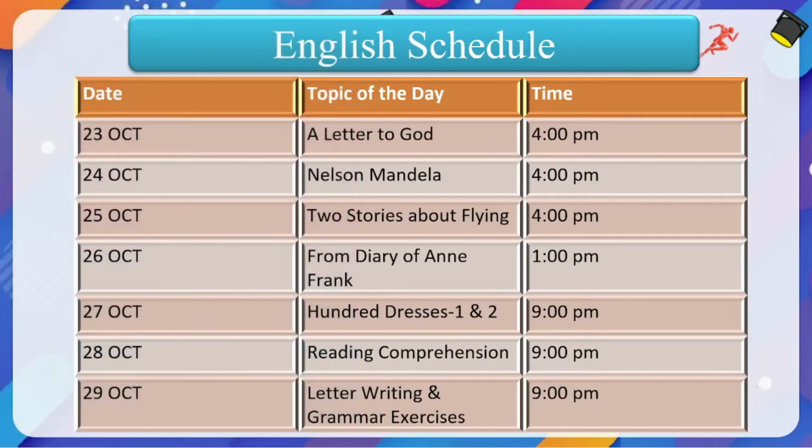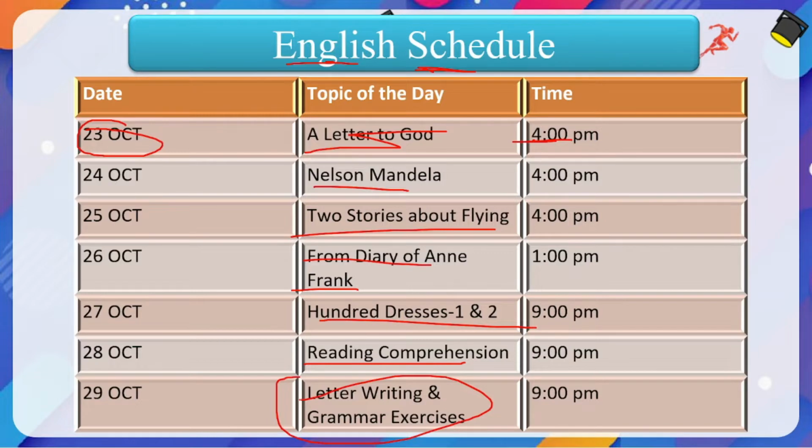Before that, let us have a look at the schedule of English. Very important, the English schedule. It has started from today, that is 23rd October, with A Letter to God at 4 p.m., which you're watching right now. Then we have Nelson Mandela, Two Stories About Flying, From the Diary of Anne Frank, Handwritten Sets 1 and 2, reading comprehension, letter writing, and grammar exercises. Most of you were asking me to also include reading comprehension, that is factual and discursive passages, along with letter writing. That is, you will be provided with a letter to the editor, and you have to fill the gaps, and grammar exercises in which different types of topics are present. This is from 23rd to 29th October.